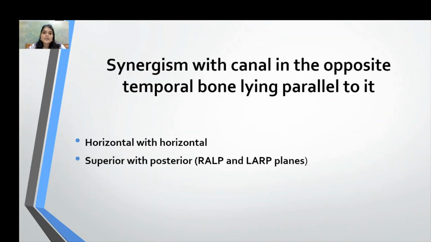Now coming to the fact that we have 2 ears, everything is paired. Like there are 6 semicircular canals for us. So a semicircular canal in 1 ear shows synergism with the semicircular canal of the opposite ear. So they work in a pair.